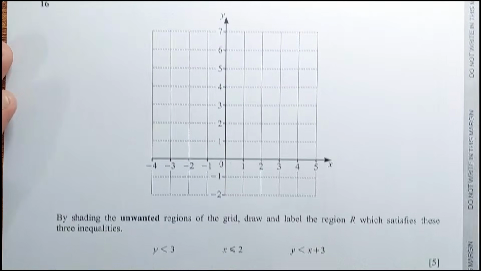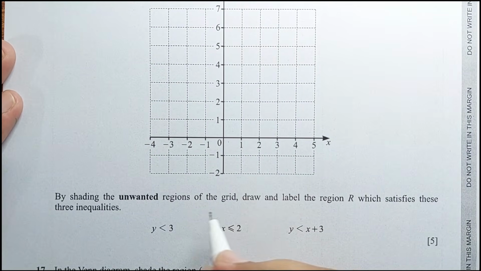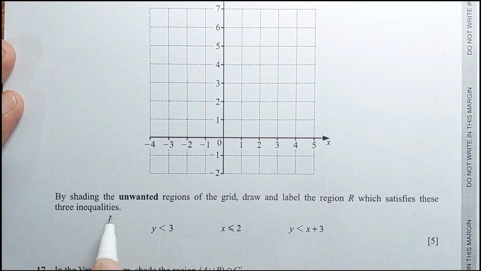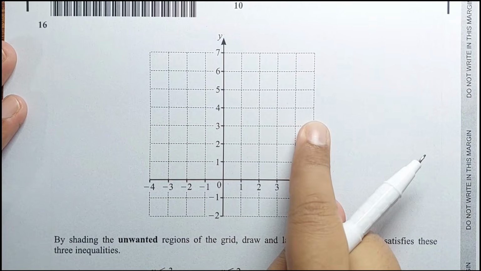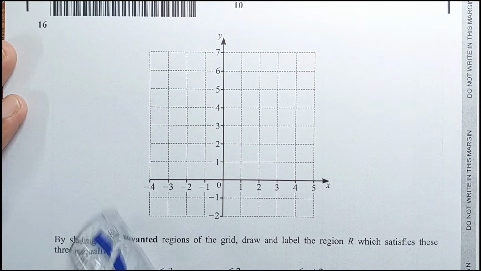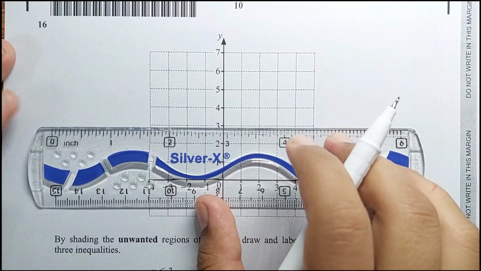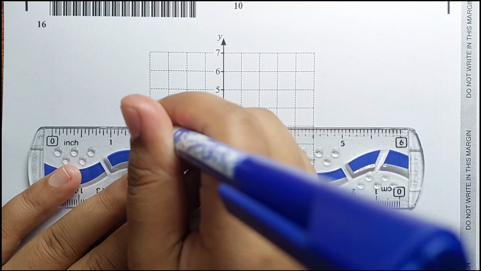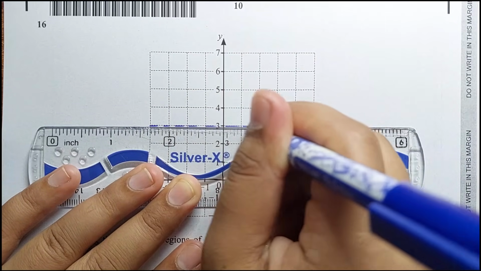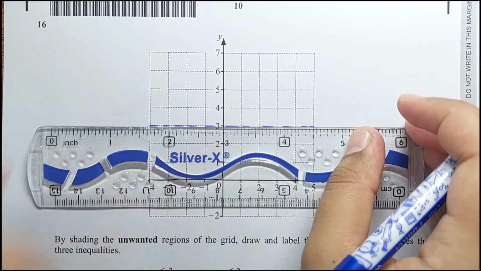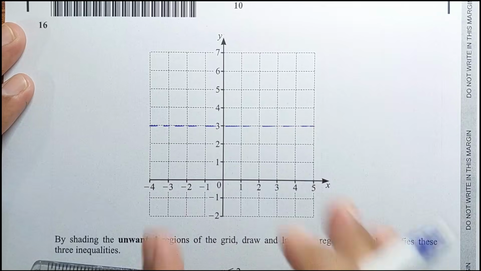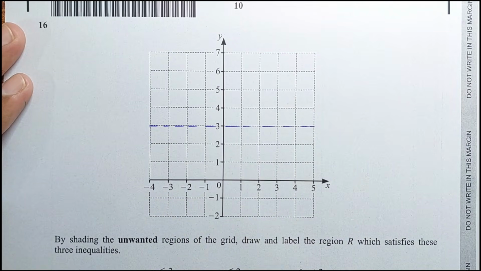Question number 16. By shading the unwanted region of the grid, draw and label the region R which satisfies these three inequalities. y is less than 3. So here is a line y equals 3. I need to draw the dotted line, y equals 3. And y is less than 3. The values that are less than 3 would be the shading. This one is the shaded region. y is less than 3.